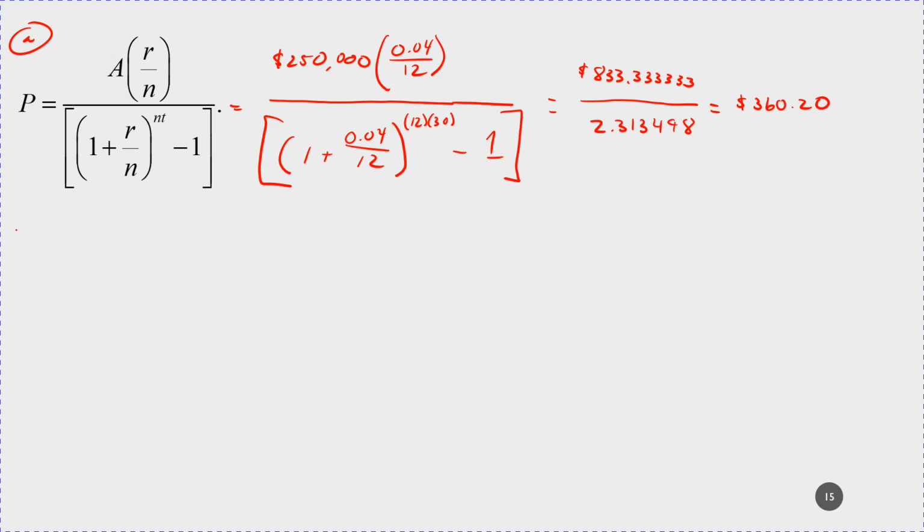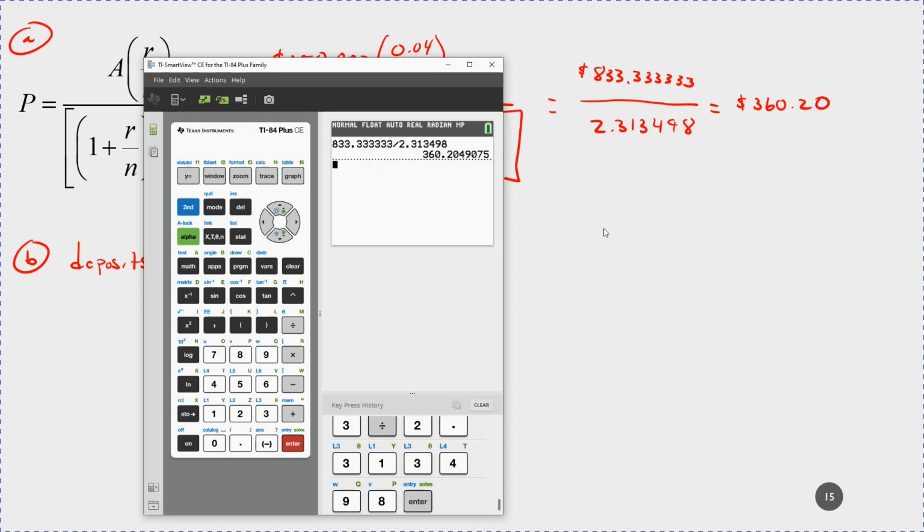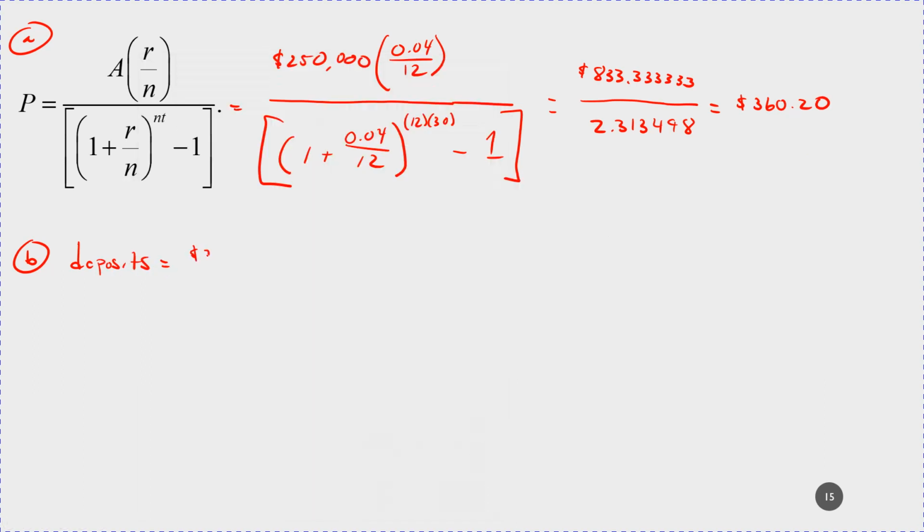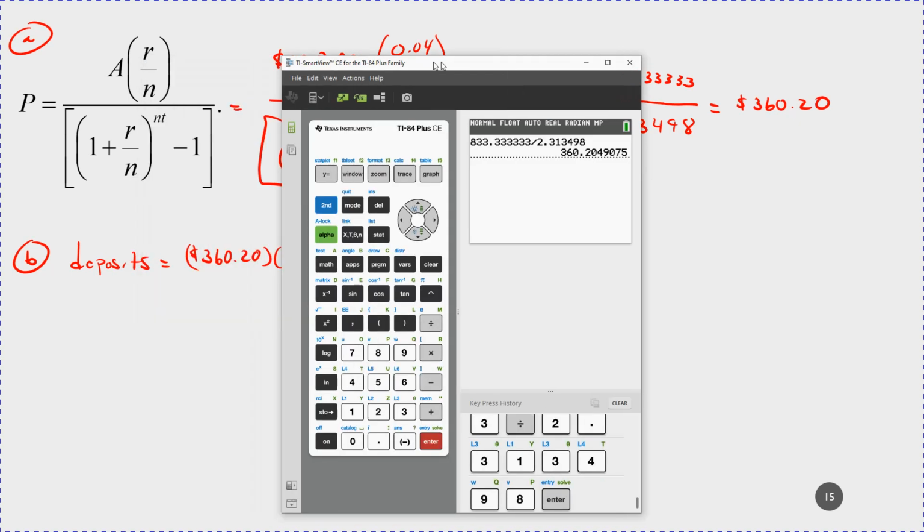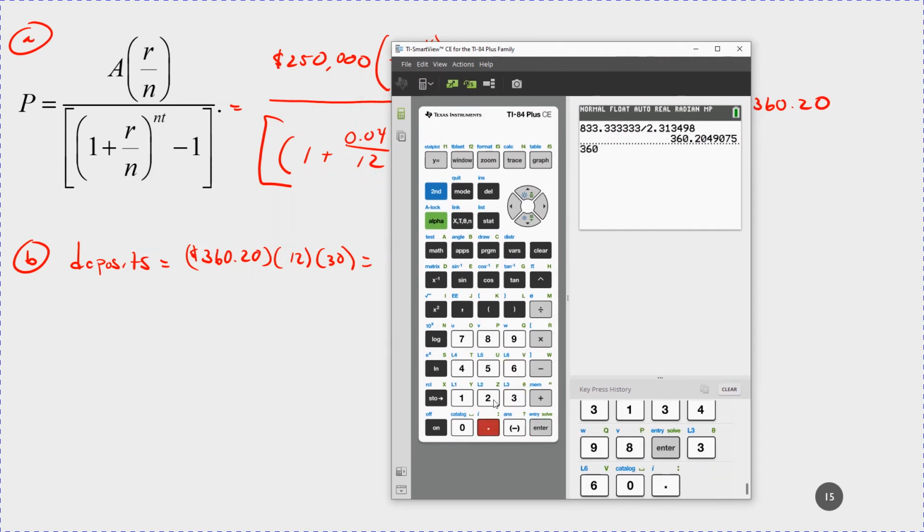All right, so part B says, let's find out how much came from deposits. Well, look, from your calculator here, you're doing $360.20 times 12 times a year for 30 years. So over the 30-year period, you made $129,672 in deposits. Not bad.